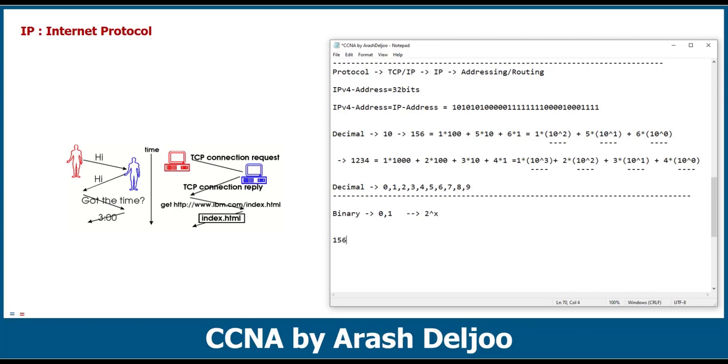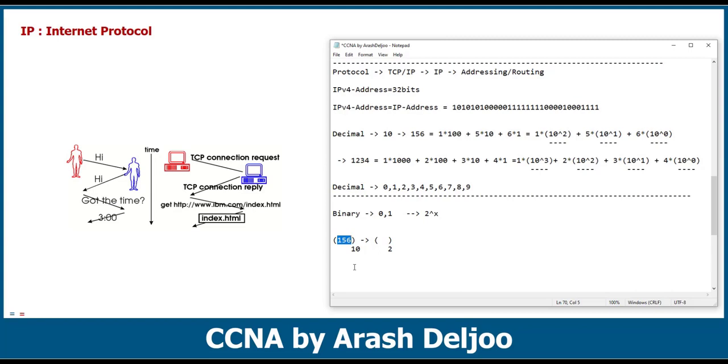Assume that we have 156 in the base of 10. You know that this is the base of 10. Here we can use parentheses, and after that we have a subscript. This means 156 with the subscript of 10. Now the question is how you can convert this value to binary, and binary is the base of 2. When you say binary, it means I'm using the base of 2.